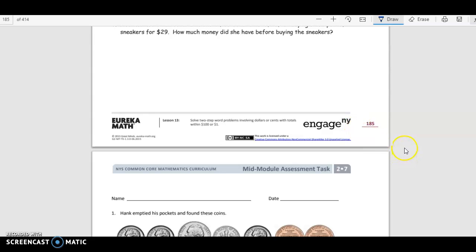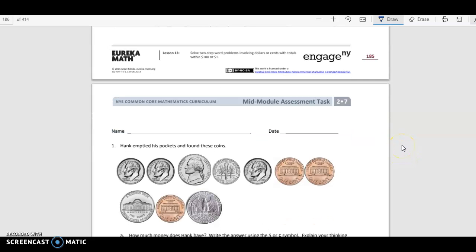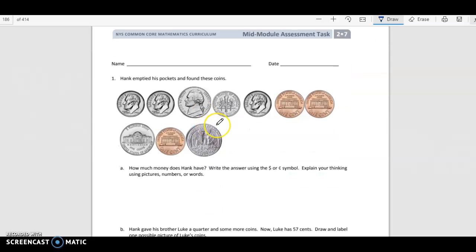Second graders, today we have our mid-module assessment. So it's not the normal math lesson that we do. It's kind of just to see where we are halfway through our module about money and graphs.